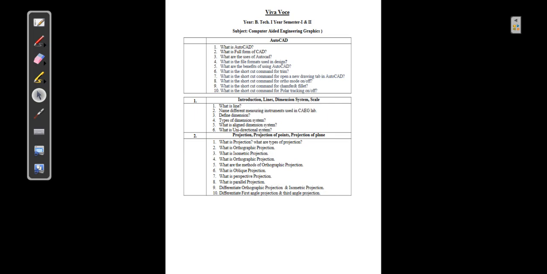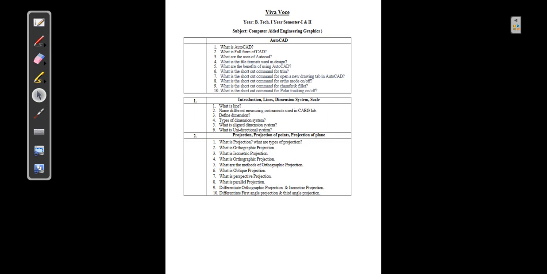Now coming to some shortcut commands. There may be a number of shortcuts, as you all know and have practiced. They can ask how to open files, what the shortcut command is, what the command for trimming is, what the command for pasting is, what the command for line is, what the command for erase is, what the command for circle is, so many things. What is the command for turning ortho on, polar off? You have to prepare all the shortcut commands.